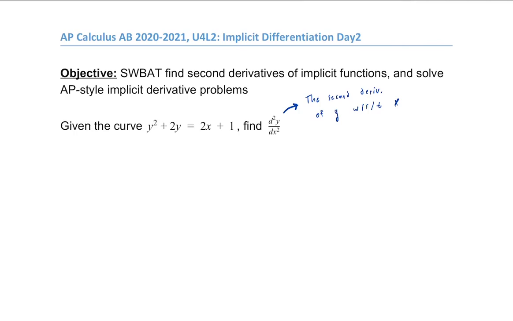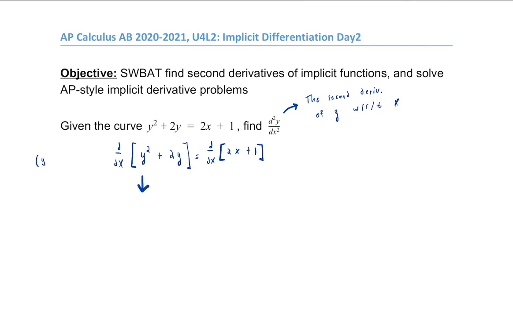So remember, the first thing we do with implicit differentiation is take the derivative with respect to x of both sides. So we're going to take the derivative of y squared plus 2y, and the derivative of 2x plus 1. Going through piece by piece, the derivative of y squared with respect to x: remember y is a function of x, so this is a chain rule problem.